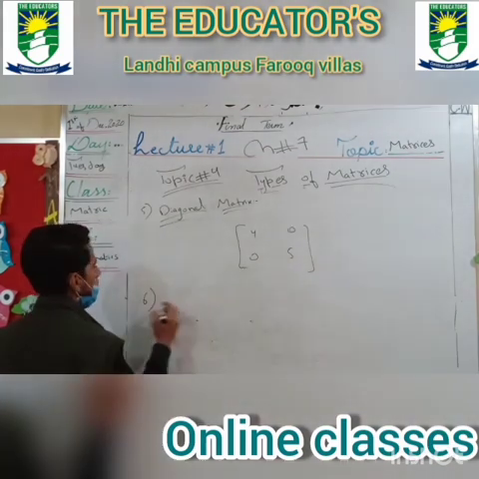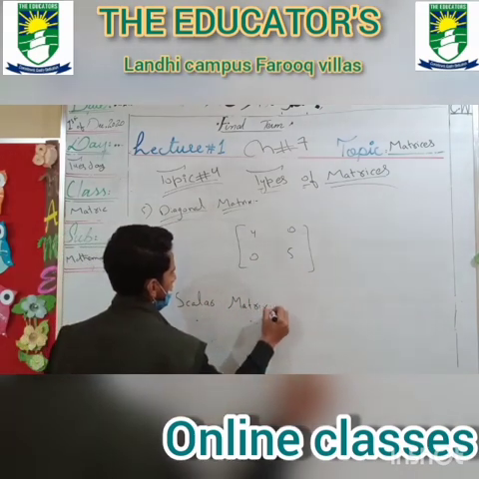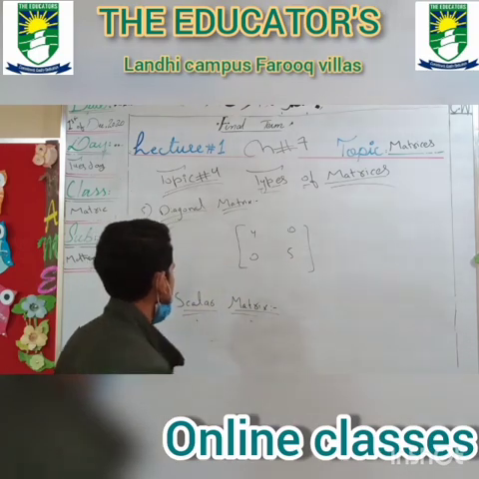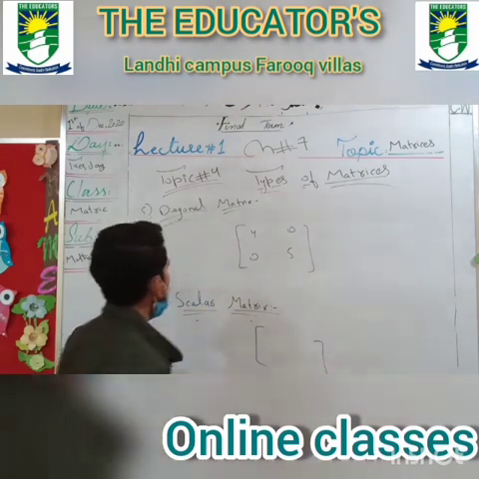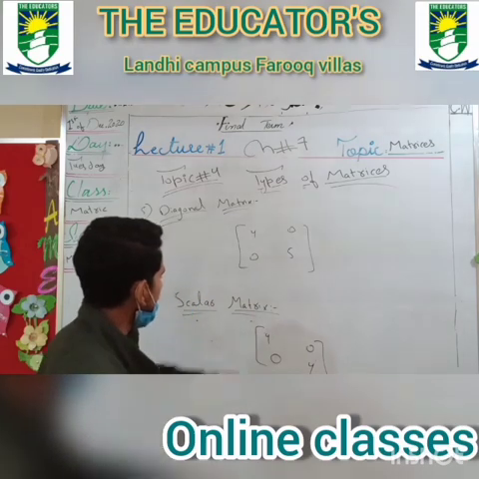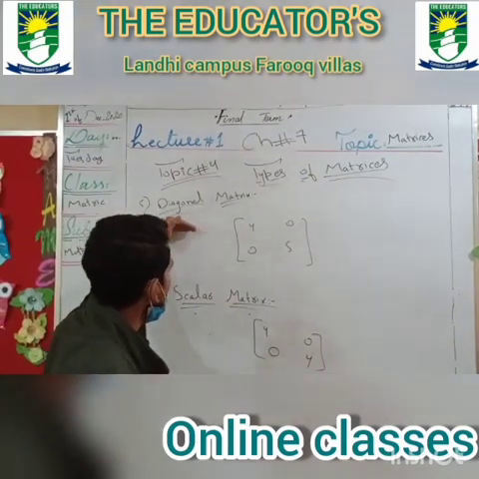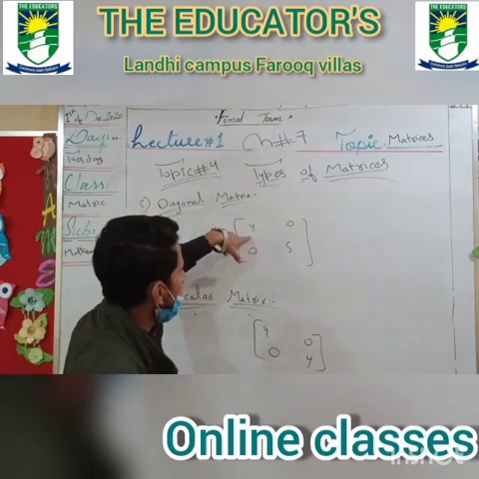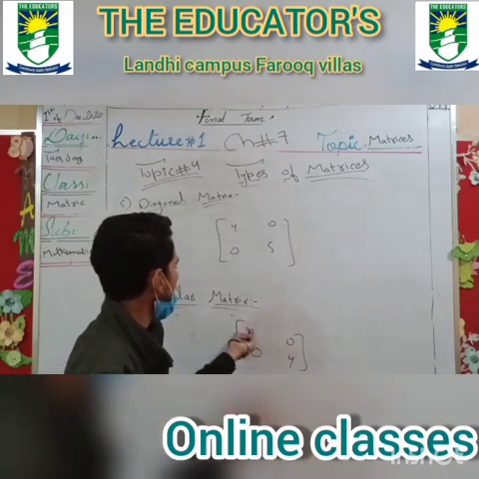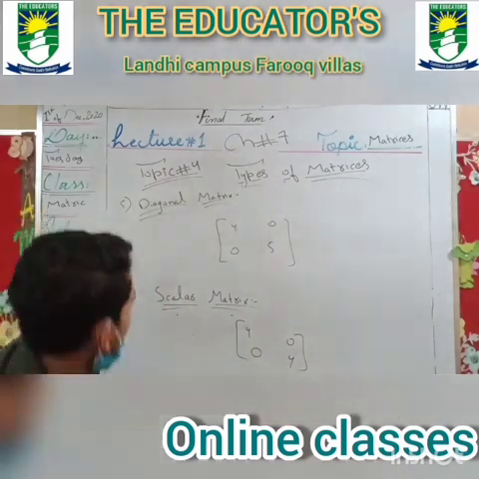Now the condition for a scalar matrix is similar to that of the diagonal matrix. The only difference is that the diagonal elements should be the same. If you have zeros in one diagonal and the same elements in the other diagonal, then you may refer to it as a scalar matrix. In a diagonal matrix, one diagonal must be equal to 0 and it doesn't matter what elements are in the other places. But in a scalar matrix, one diagonal should be 0 and the elements of the other diagonal must be equal. So, type number 7.